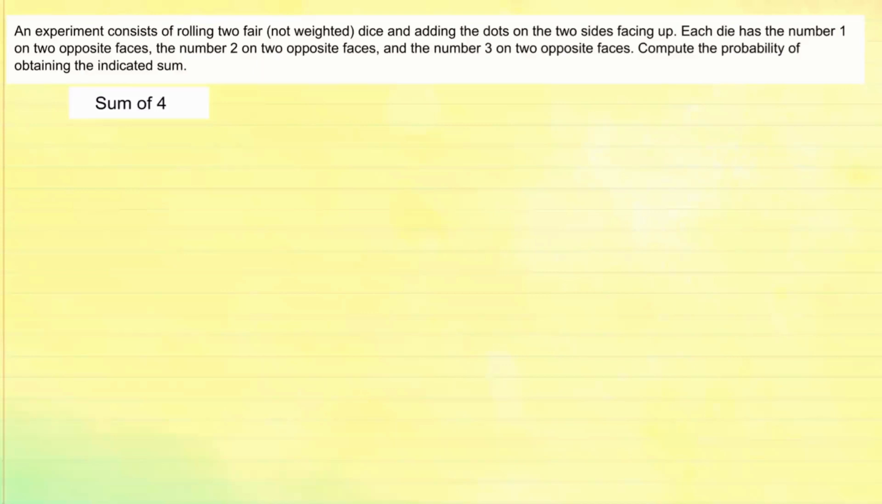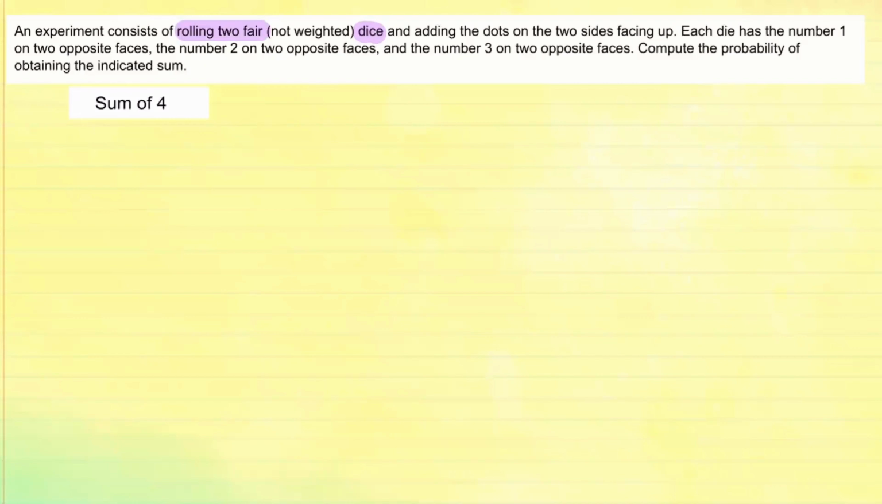Welcome, everyone. Let's take a look at this interesting example of probability. So we're having an experiment consisting of rolling two paired dice, and we're going to be adding the dots on the two sides facing up of these two dice.